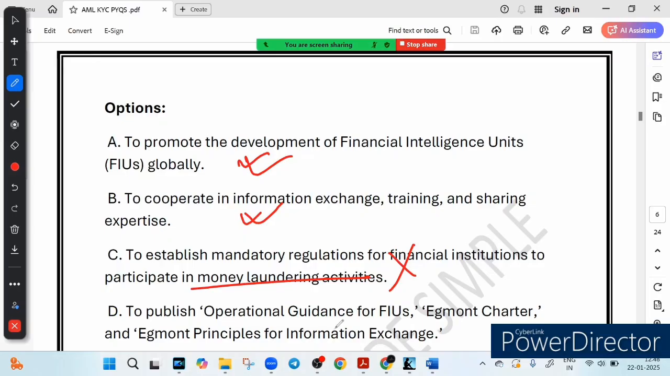The Egmont Group provides guidelines and principles for FIUs to follow in their operations. So here is a quick recap. Promoting FIUs globally, true. Cooperation and sharing expertise, this is also true. Encouraging money laundering, absolutely not. And publishing guidelines for FIUs, this is correct. Right, and that is the Egmont Group in a nutshell. I hope this clears your concept. What is the Egmont Group?